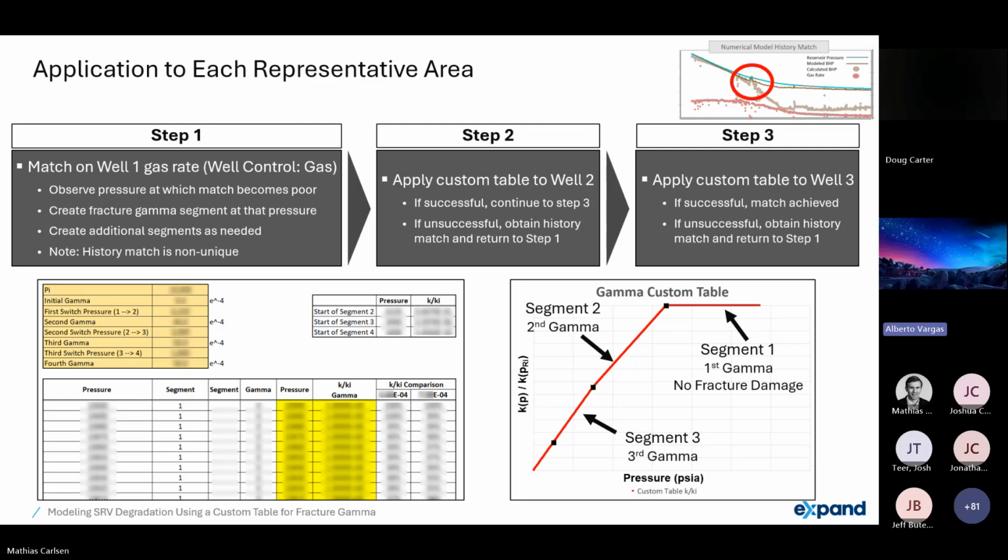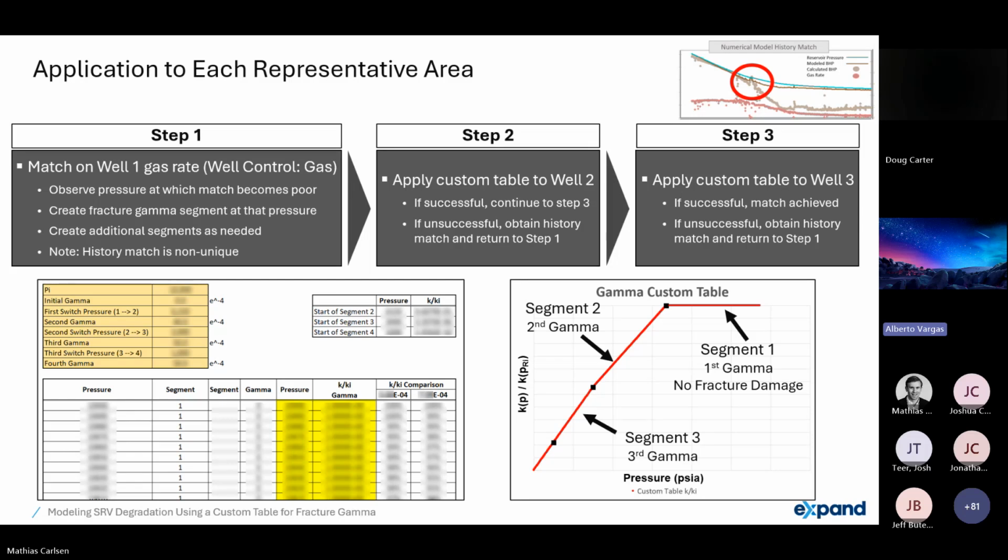Now, as you're going through this, you're going to find that this is a non-unique solution. There are a lot of different ways you can do this. You might ask, how does this help me? Well, we do that by going to step 2, which is going to another well. We can take that same custom table from well number 1 and apply it on well number 2. If you get a good match, great.